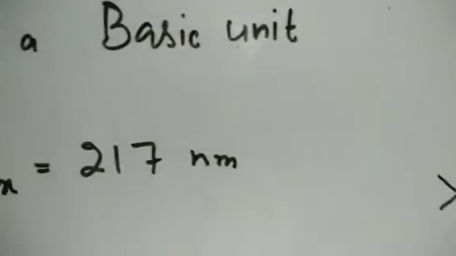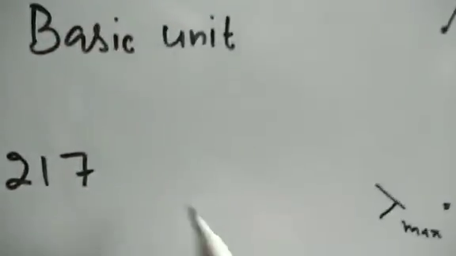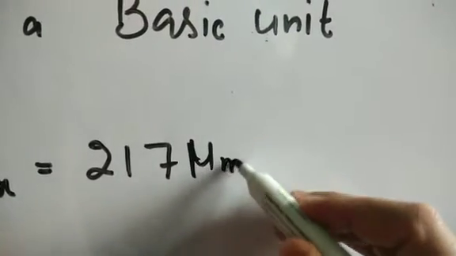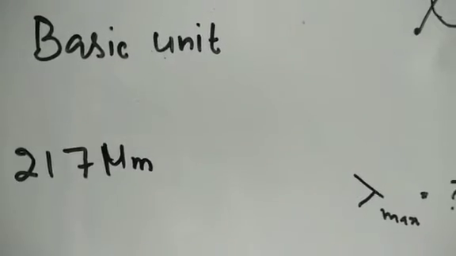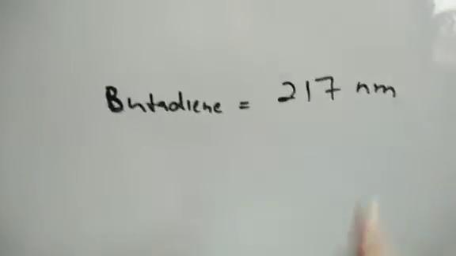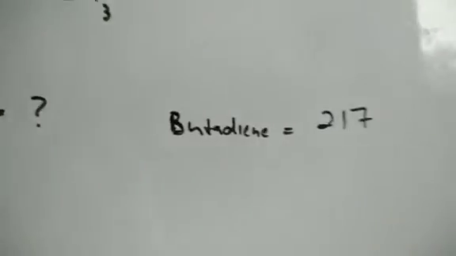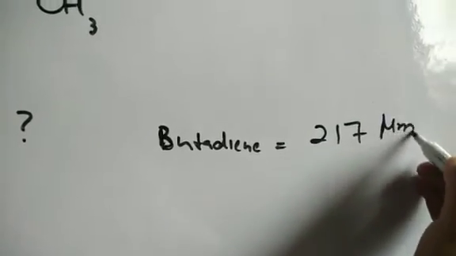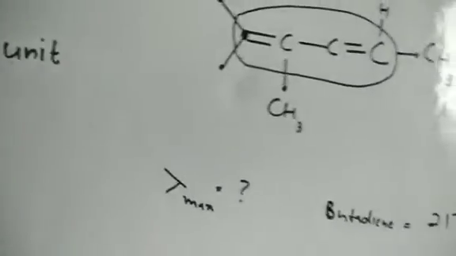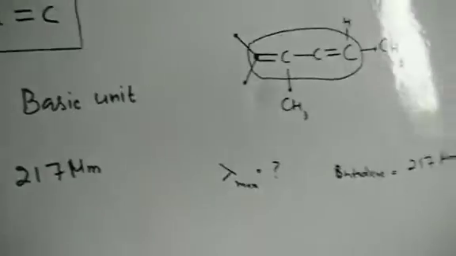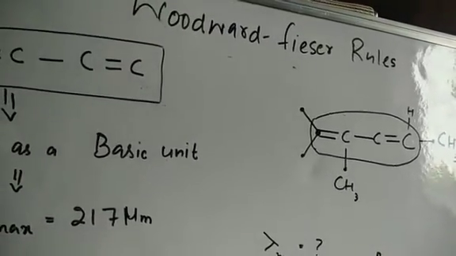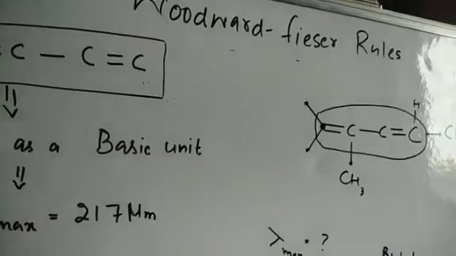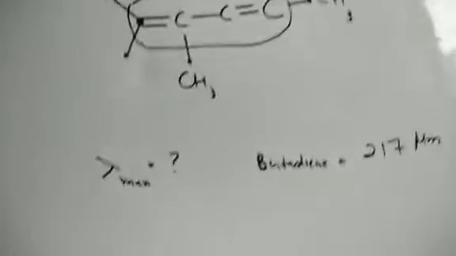One correction here: instead of nanometer, we are taking micrometer, because the calculations in the books use micrometer. So please take care of the unit; this is micrometer. We have found that in this molecule the butadiene system is present, and its lambda max, as we already know, is 217 micrometer.